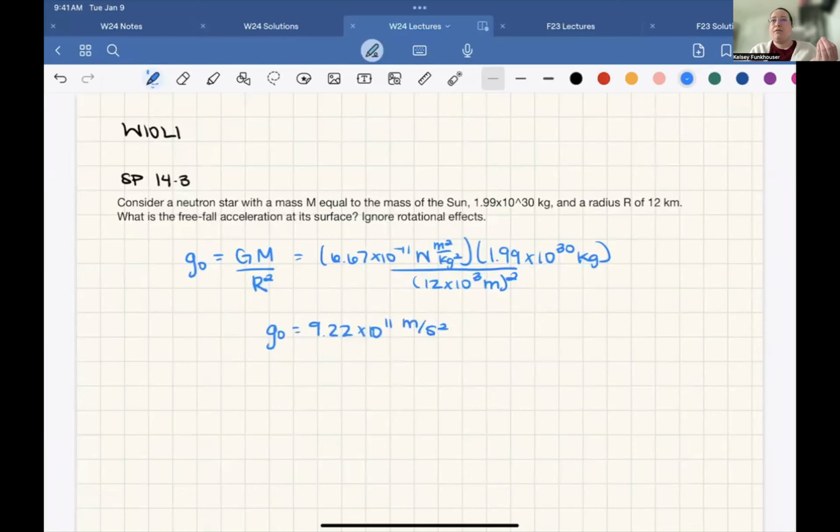So local acceleration due to gravity on the surface of a neutron star, which you shouldn't be on anyway because of lots of other reasons, but that gravity is huge in comparison to on Earth, where it's just 9.8. So it's pretty much 10 to the 11 times stronger.